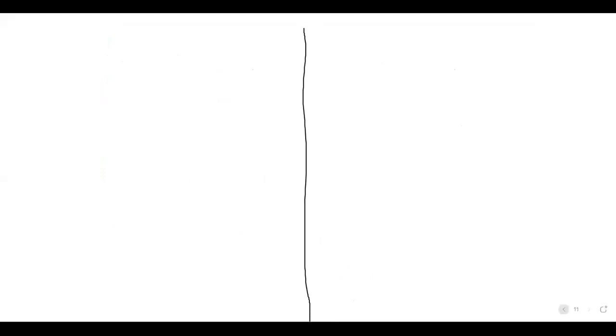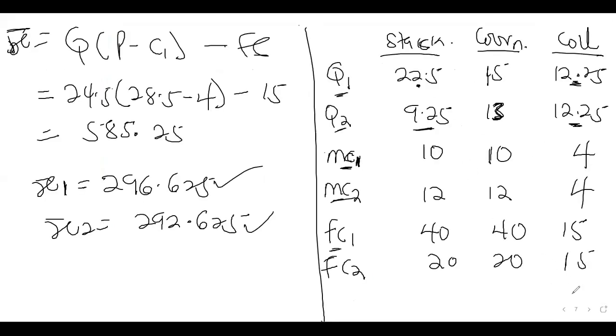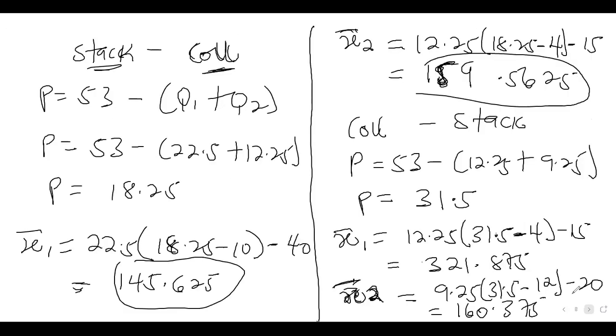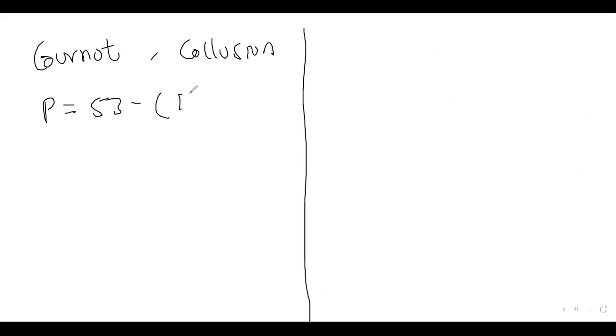All right, now remember this particular table. Let us never forget the summary table. So if M1 plays Cournot and M2 plays Collusion, here we are assuming that M1 is playing Cournot and M2 is playing Collusion. Remember that if M1 plays Cournot, his output is 15. So we have 53 minus 15, and if M2 plays Collusion, his output is 12.25.